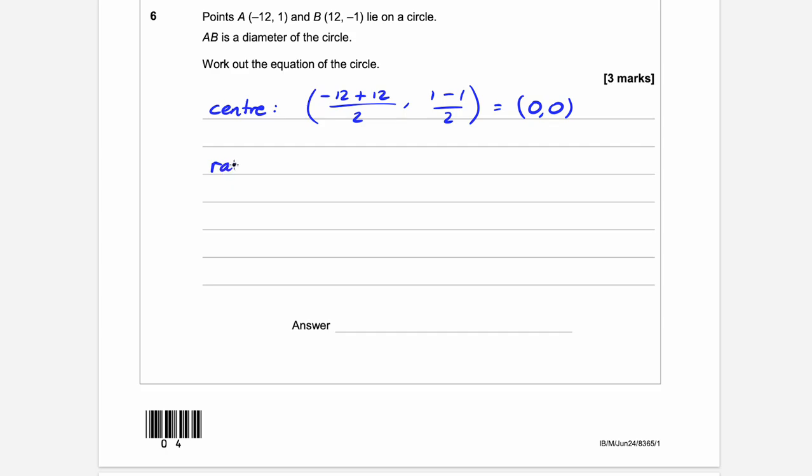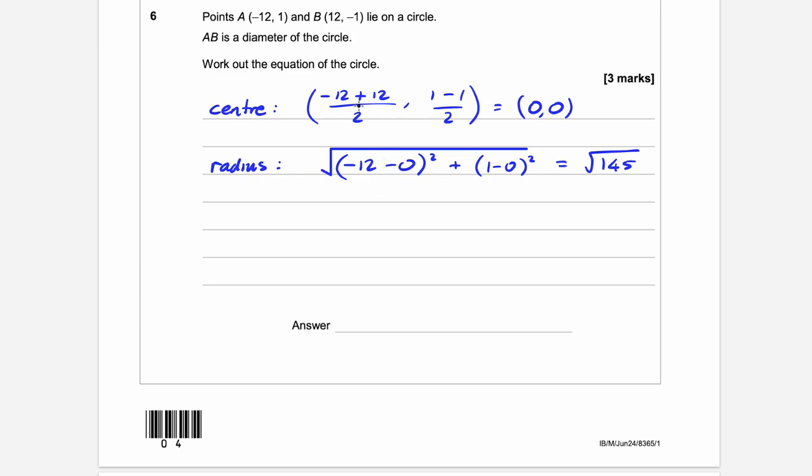So let's try that again. Radius is going to be the square root of minus 12 minus 0 squared, which is x1 minus x2 squared. So that's just going to be 12 squared plus 1 minus 0 squared, which is 1 squared. This is going to be 12 squared, which is 144, plus 1 is 145. So it's the square root of 145.